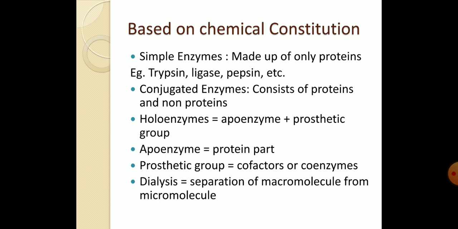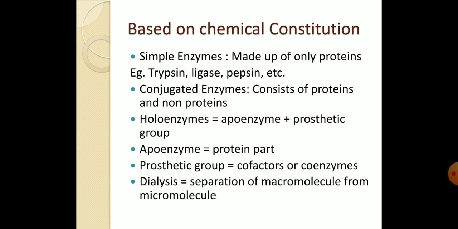The holoenzyme is nothing but apoenzyme plus prosthetic group. Enzyme protein plus prosthetic group is called a holoenzyme. Apoenzymes consist of only the protein part. In the holoenzyme, the apoenzyme is the protein part, and the other is the prosthetic group. The combination of these forms the holoenzyme. Then you may have a doubt: what is a prosthetic group? Prosthetic group is nothing but the cofactor or the coenzyme.